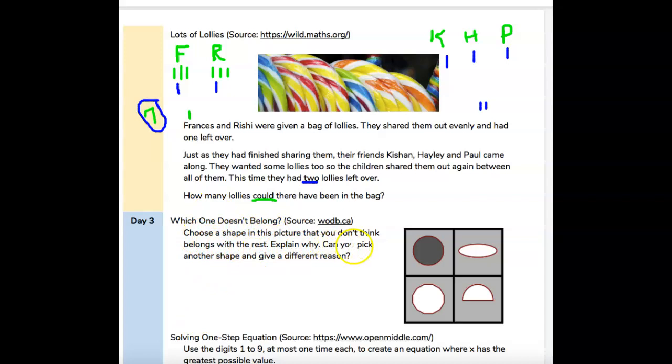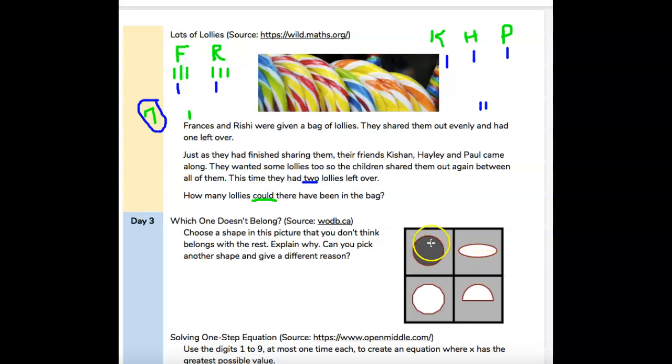Choose a shape in this picture that you don't think belongs with the rest. Explain why. Can you pick another shape and give a different reason? Guys, this one's just an opinion and you just get to pick whatever you want. There's really not a wrong answer as long as you give it a reason.